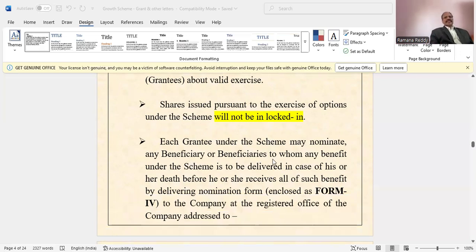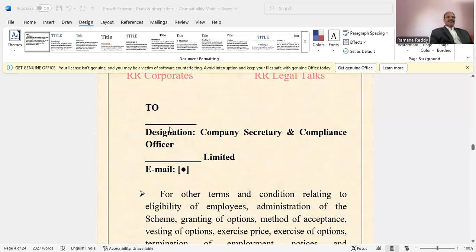Each grantee under the scheme may nominate any beneficiary or beneficiaries to whom any benefit under the scheme is to be delivered in case of his or her death before he or she receives all of such benefit, by delivering a nomination form. We are also supplying the nomination form. In case of any unforeseen situation like the death of the employee, he shall submit the nomination form along with the acceptance letter at the registered office of the company to the concerned officer mentioned here.